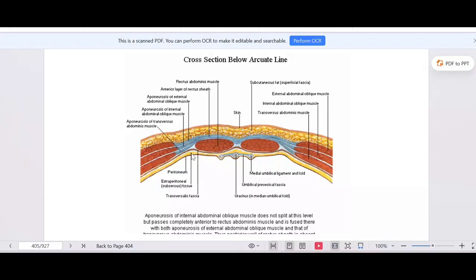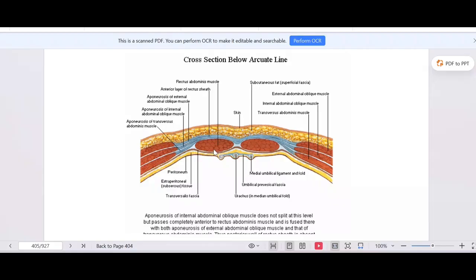So actually the posterior wall is absent. Here below the arcuate line, the posterior wall of the rectus sheath is absent. Okay. So if the examiner asks in the exam whether below the level of arcuate line the posterior wall of the rectus sheath is present, then you are going to say the posterior wall of the rectus sheath below the level of arcuate line is absent or deficient.